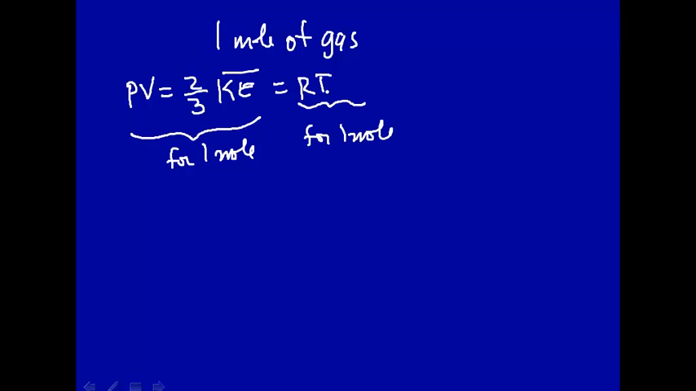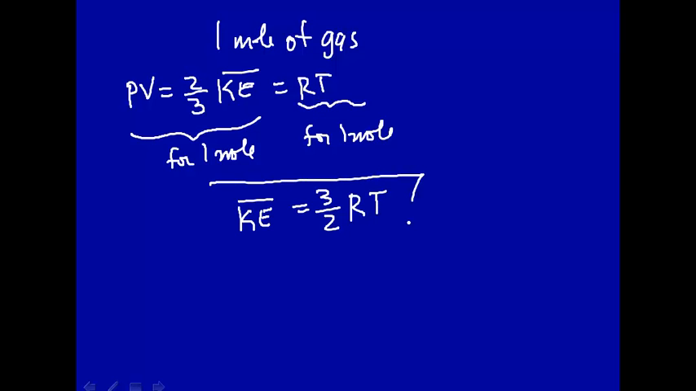So these now are molar quantities. R is per mole and kinetic energy is per mole. Or in other words, the kinetic energy of the ideal gas is 3/2 RT. There we go. So that's how one gets this equation that we put up in class.